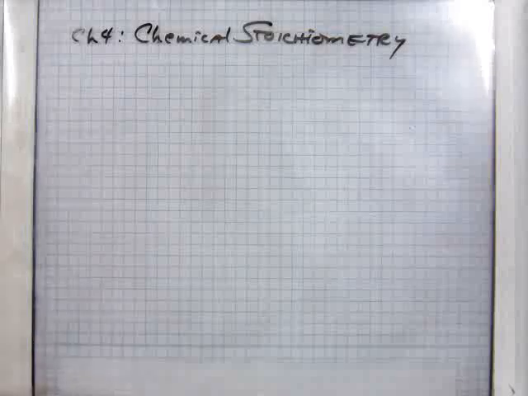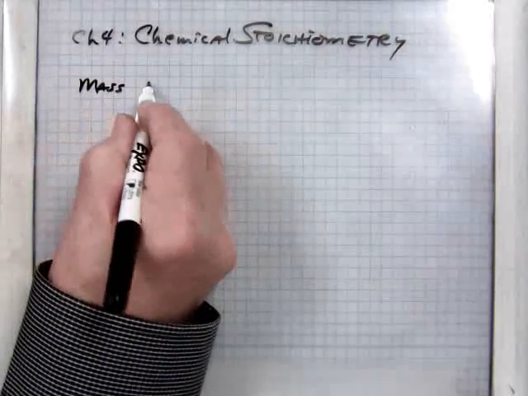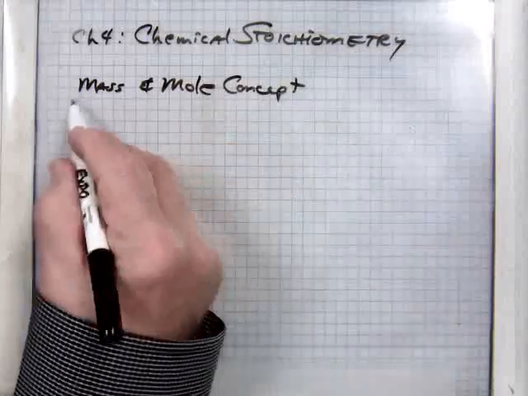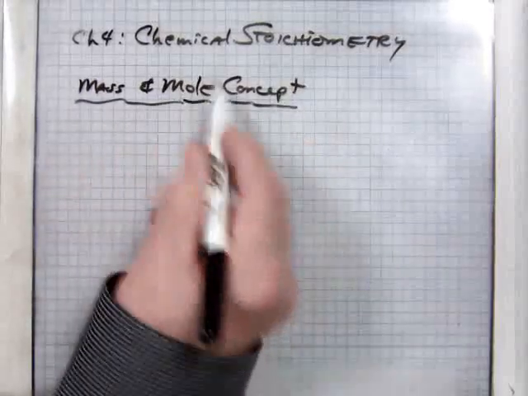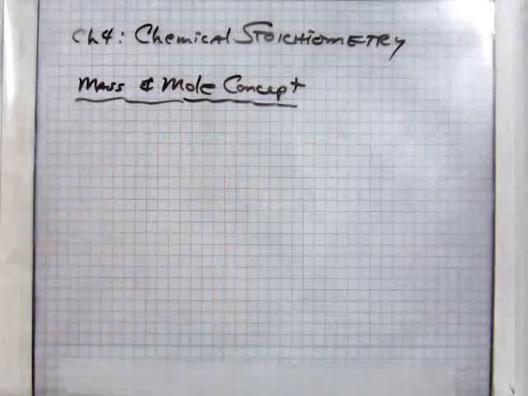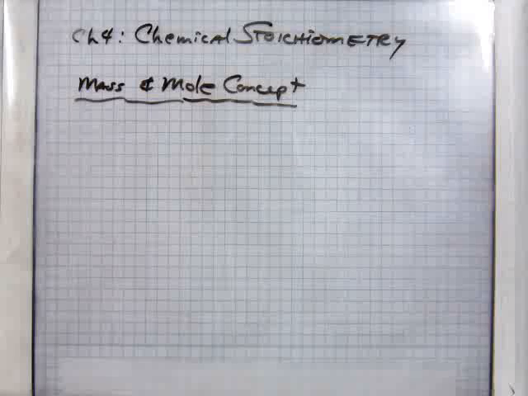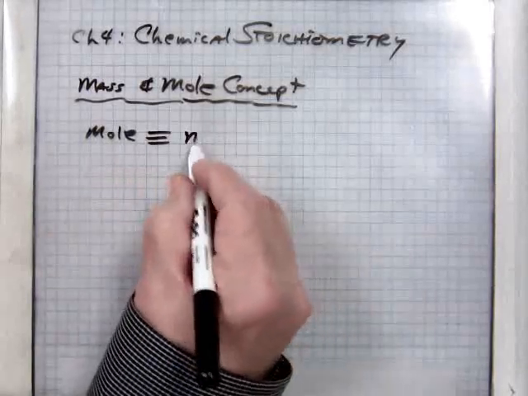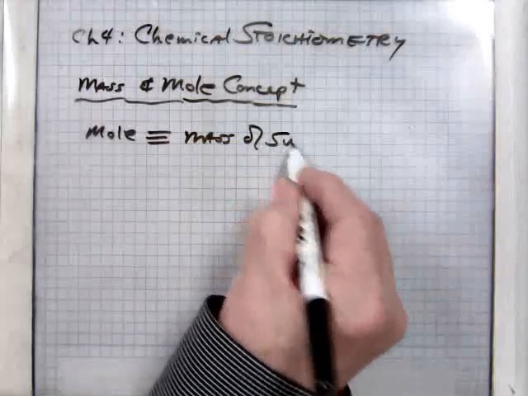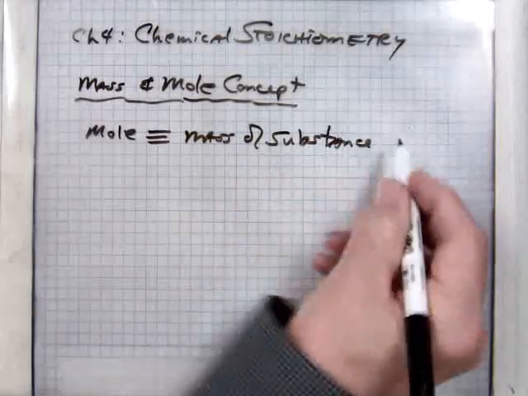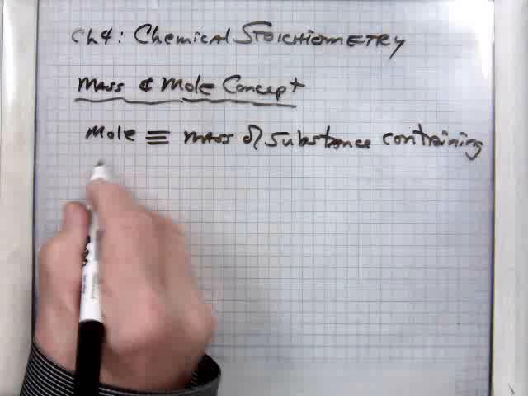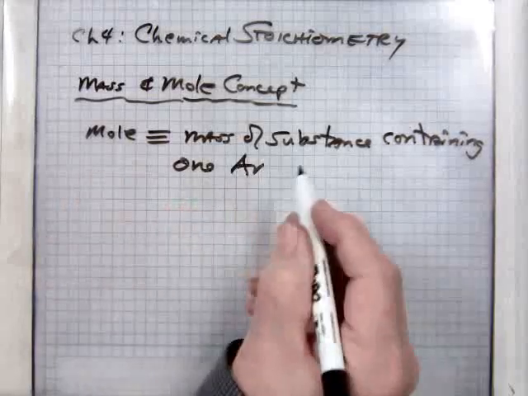Okay, the first topic in here is the mass and mole concept. In talking about the idea of a mole, a mole is a mass number. Keep that in mind. It is a mass. The mole, by definition, is the mass of substance containing 1 Avogadro's number of particles.